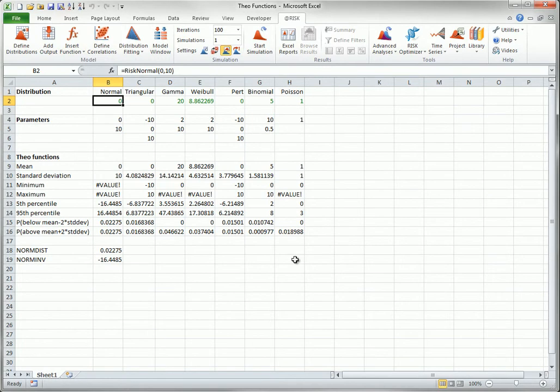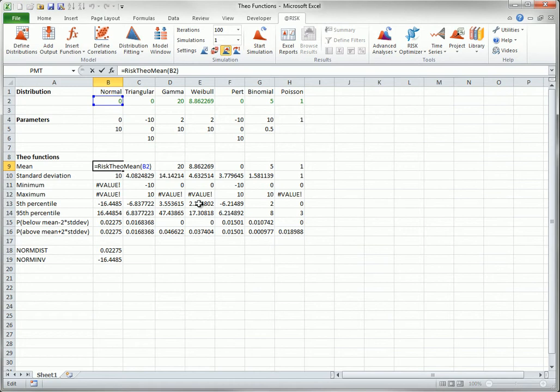The worksheet you see here illustrates several examples of RiskTheo functions. Each of the cells in green font in row 2 contains an @RISK distribution function with the parameters shown below it. Then various RiskTheo functions are used in rows 9 to 16 to calculate various summary measures of these distributions.